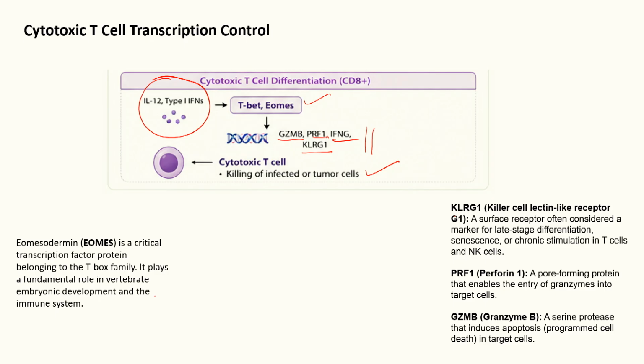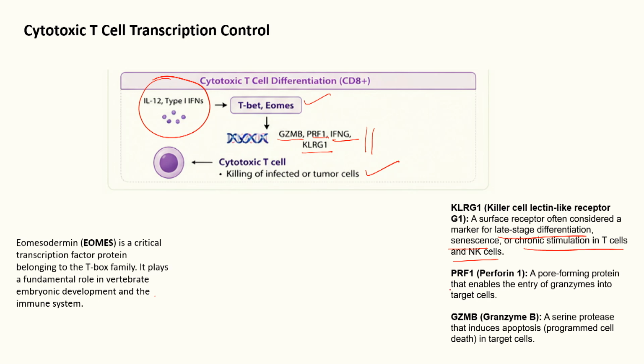the cell. We see that we have killer cell lectin-like receptor G1, which is called KLRG1, and these are surface receptors, often considered a marker for late stage differentiation, particularly senescence or chronic stimulation of T cell and natural killer cell. So basically, when we call it a killer cell lectin-like receptor, definitely these are expressed in the cells which are known to kill a specific cell type. So these are expressed either in natural killer cells or in chronically stimulated T cells in respect to the CD8 plus T cell population.